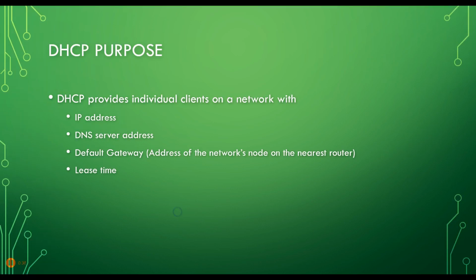Control Protocol, was born. DHCP operates off of a server, and that server will provide clients with its IP address, the DNS server addresses, the default gateway, which is the address of the network node on the nearest router, and then, in other words, the router that network is connected to, and a lease time.